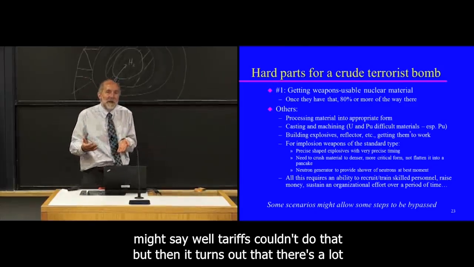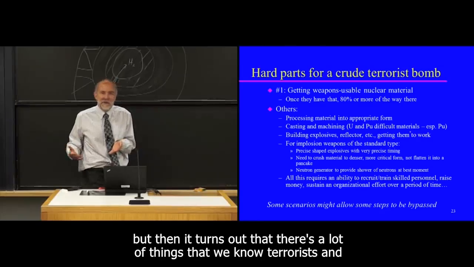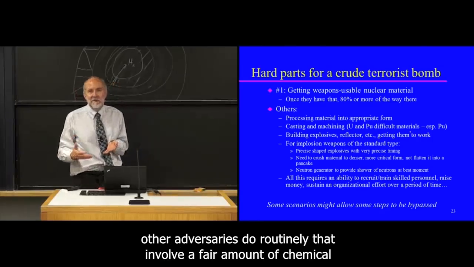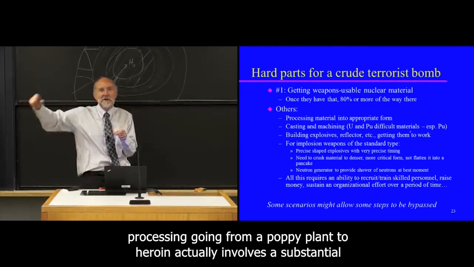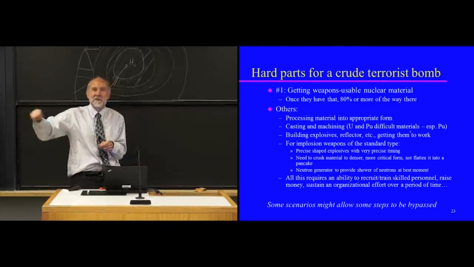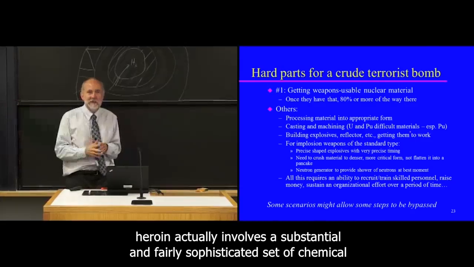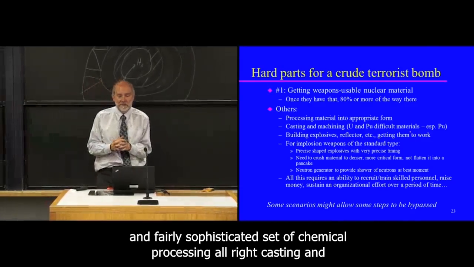Now, on the other hand, you might say, well, terrorists couldn't do that, but then it turns out that there's a lot of things that we know terrorists and other adversaries do routinely that involve a fair amount of chemical processing. Going from a poppy plant to heroin actually involves a substantial and fairly sophisticated set of chemical processing.